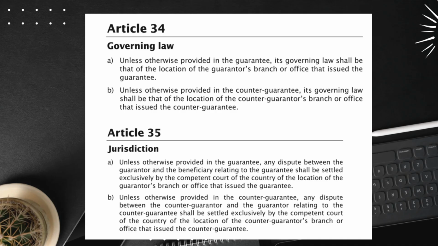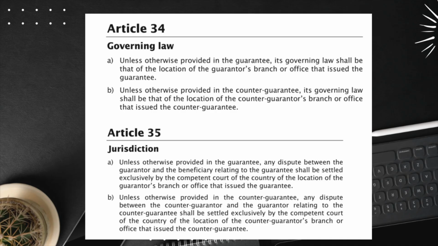For counter guarantees, disputes between the counter guarantor and the guarantor follow the same rule: the court in the country where the counter guarantor's branch or office is located. This setup provides a clear and predictable framework for resolving conflicts. But just like governing law, parties can choose a specific jurisdiction in their agreement to suit their needs.